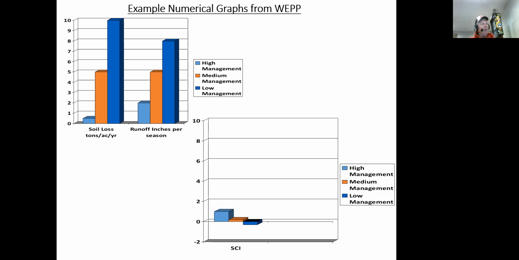Here's just an example where we took a common management system that we showed earlier, with the high, medium, and low management, and modeled those in WEPP. And here you can see the different soil loss, how it increases, and the variability in soil loss and runoff increases significantly from dry to wet years. Also the soil conditioning index, which gives us an indication of soil organic matter trend.